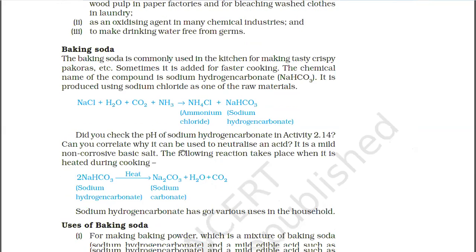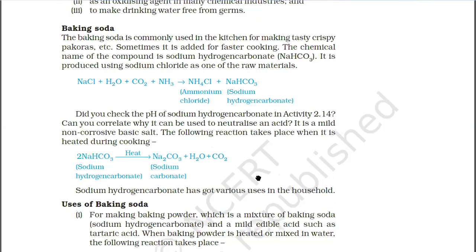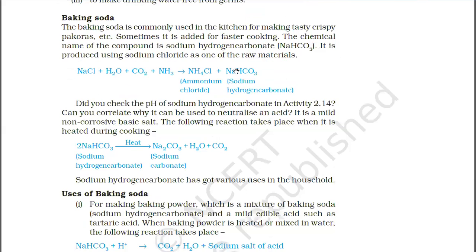Baking soda. The baking soda is commonly used in the kitchen for making tasty, crispy pakoras, etc. Sometimes it is added for faster cooking. The chemical name of the compound is sodium hydrogen carbonate, NaHCO3. It is produced using sodium chloride as one of the raw materials. NaCl plus H2O plus CO2 plus NH3 gives NH4Cl plus NaHCO3.